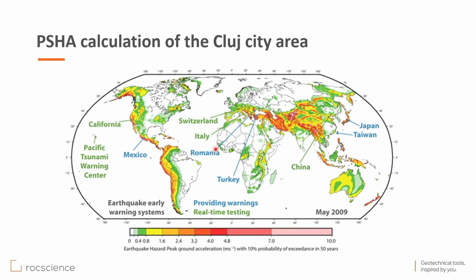Here is Romania. Romania has one of the highest seismic hazard levels in Europe. A recent study by Pavel et al., 2016, shows that around two-thirds of the country has an expected peak ground acceleration in excess of 0.2 g. This value is with 10% probability of exceedance in 50 years.